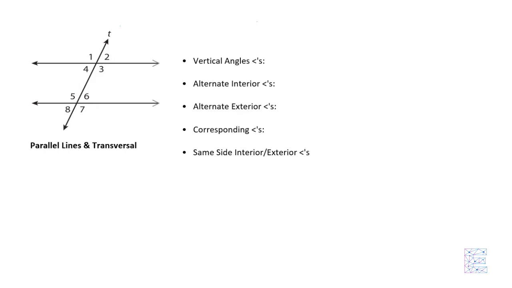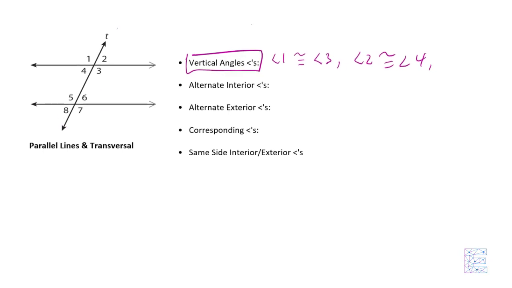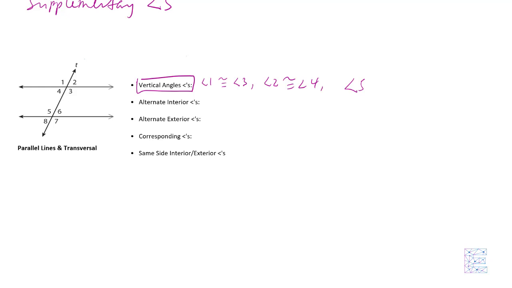The first relationship is the vertical angles theorem, whereby vertical angles would be congruent. An example, looking at this point right here, vertical angles would be angle 1 being congruent to angle 3 because they're vertical. Of course, we have angle 2 being congruent to angle 4. And on the bottom cluster right here, angle 5 is congruent to angle 7. And last but not least, angle 6 is congruent to angle 8. That completes the vertical angle relationship.